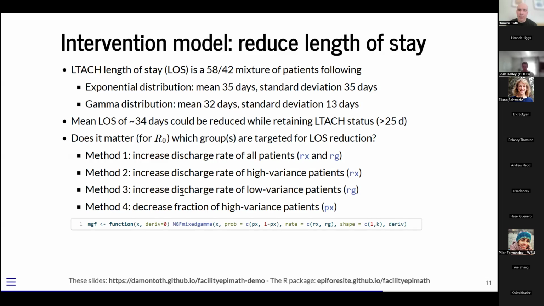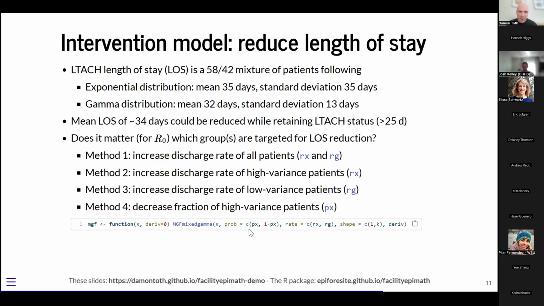Methods two and three would be to increase the discharge rate of either the high variance patients or the low variance patients, but not the other, to the extent that you can predict which patients follow which. And then method four would be to decrease the fraction of high variance patients, which is this PX parameter. So just decrease this 58-42 mixture to have fewer of the high variance patients, who could potentially have a very long or short length of stay.